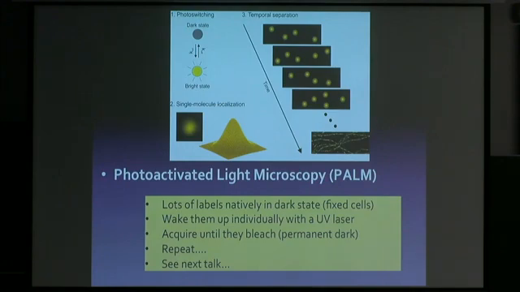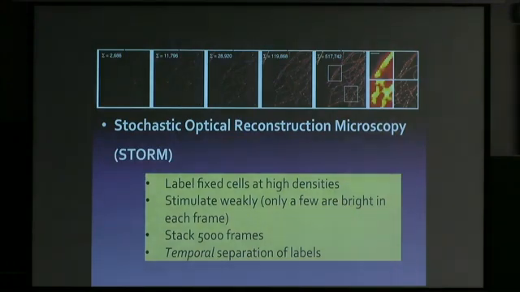You're going to hear about photoactivated light microscopy. So here you have lots of labels which are asleep. You wake them up by gently tickling them with a UV laser. They wake up, you acquire them, and then they bleach out eventually and go dark again, and then you wake some more up and you watch those guys. And you can actually watch them move around, or you can have them stationary as in this image. And you keep repeating until you've run out of labels.